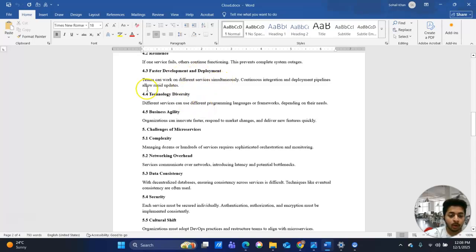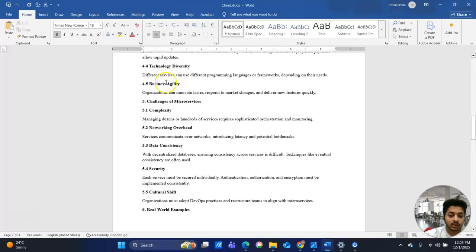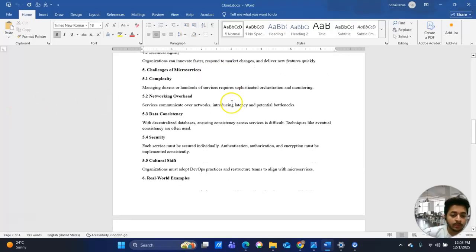Faster development and deployment: teams can work on different services simultaneously. Continuous integration and deployment pipelines allow rapid updates. Technology diversity: different services can use different programming languages or frameworks depending on their needs. Business agility: organizations can innovate faster, respond to market changes, and deliver new features quickly.